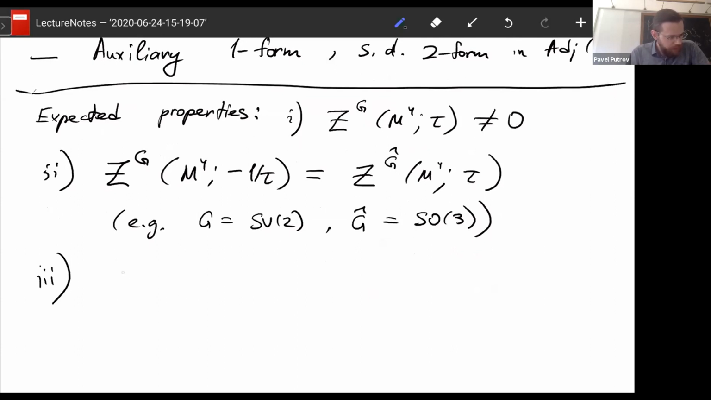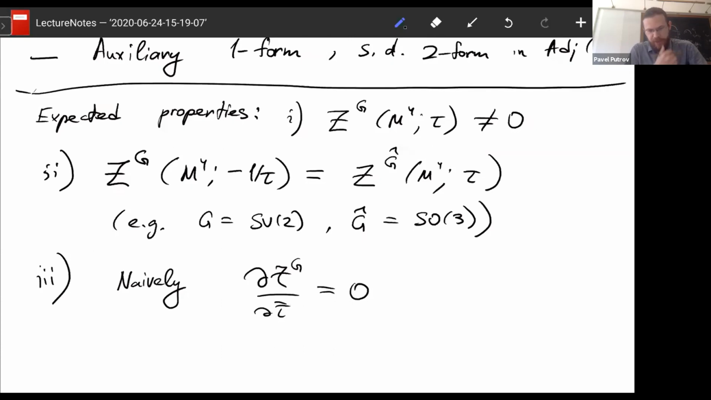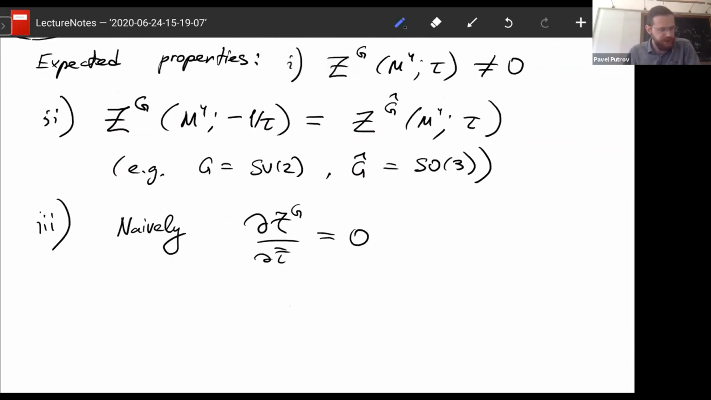Okay, so the third expected property, which is kind of naive and will actually fail, is that naively you expect this partition function to depend holomorphically on tau. So the derivative with respect to tau bar equals 0. And is there a question?